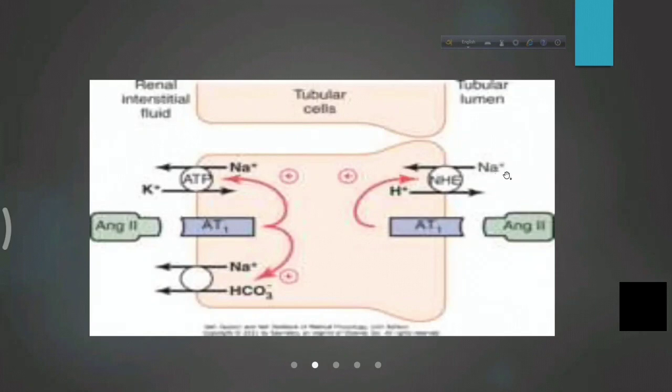And this diffusion, somewhat like sodium glucose co-transport or sodium amino acid co-transport, facilitates the secretion of hydrogen ions in the opposite direction, that is from the cell into the lumen. This is what aldosterone does to the sodium hydrogen exchanger. It increases reabsorption of sodium.